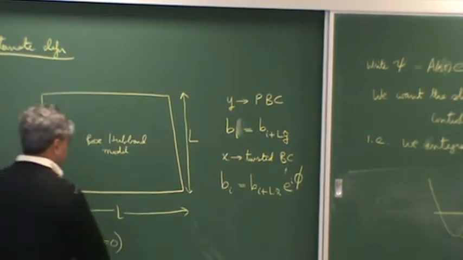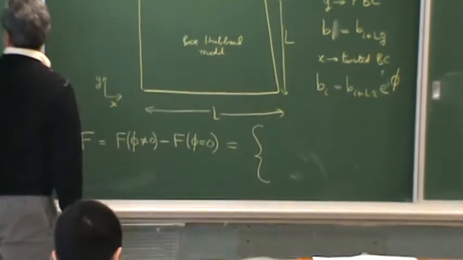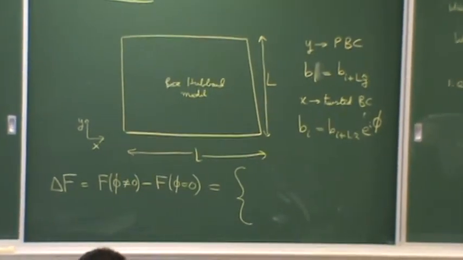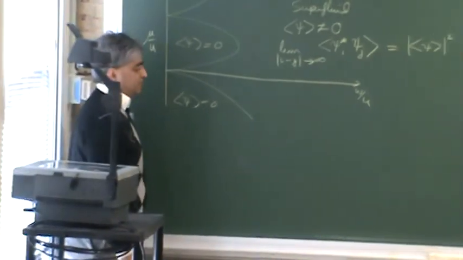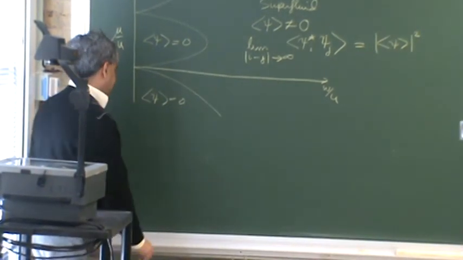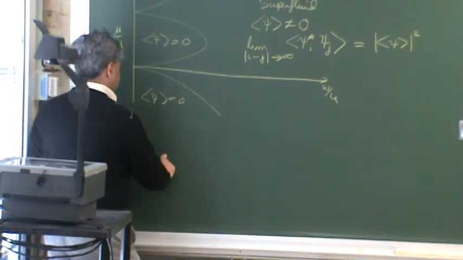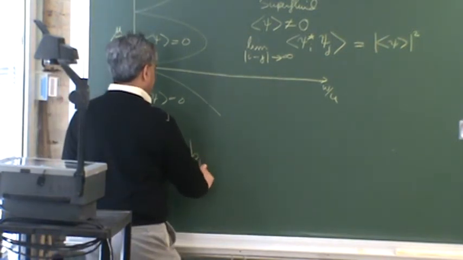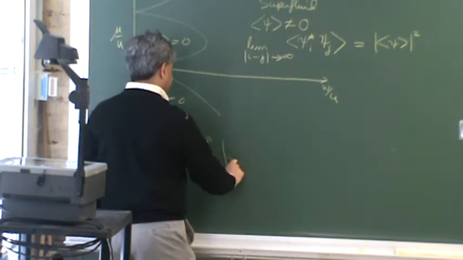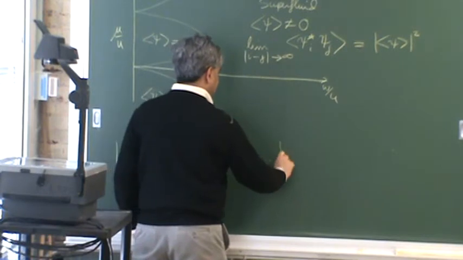So first of all, let's think about what happens in the Mott insulator. So when you're in the Mott insulator, when we're here, well then, what is the state? Well, the ground state in the Mott insulator was, say, b1 dagger to the n, n particles on the first site, b2 dagger to the n, n particles on the second site, and so on.